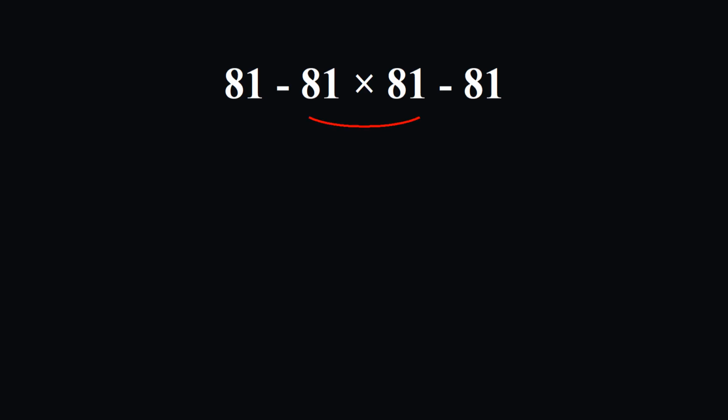So we have first this multiplication. 81 times 81 equals 6,561. So we have 81 minus 6,561 minus 81, and we have two subtractions. According to the order of operations, we do this subtraction, then this subtraction.